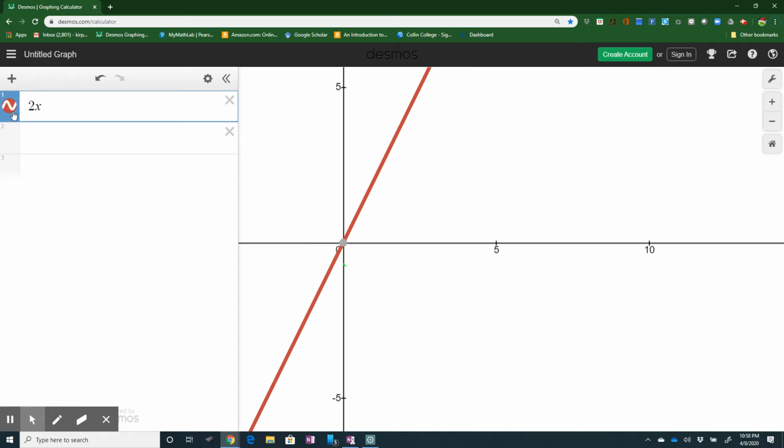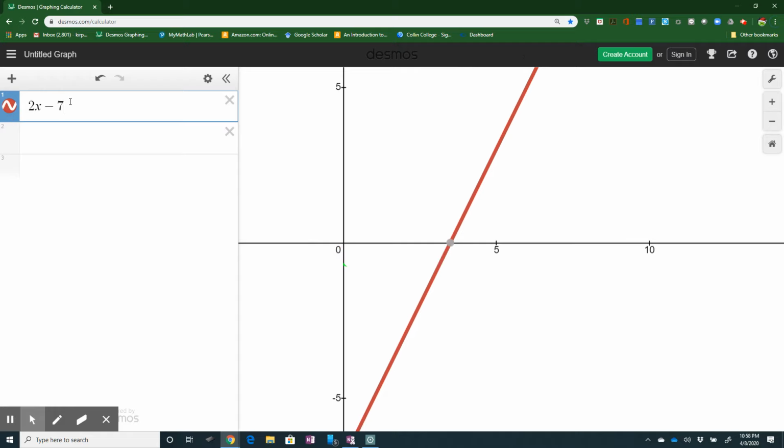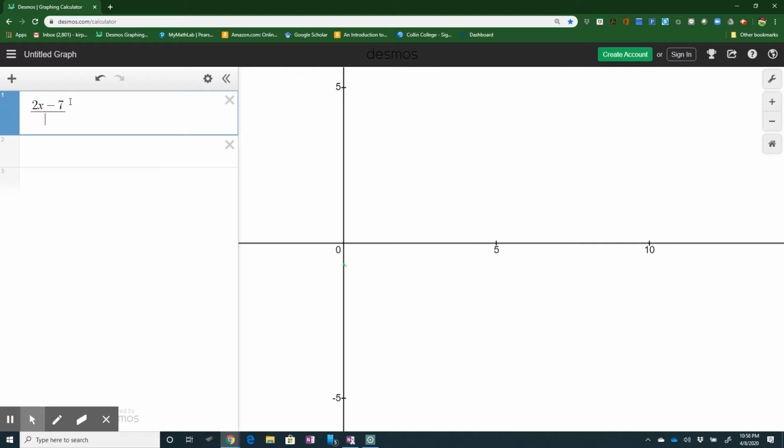So we get 2x minus 7, and then divided by x squared minus 81.